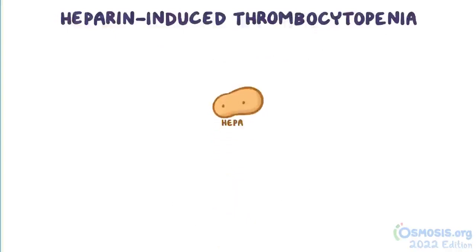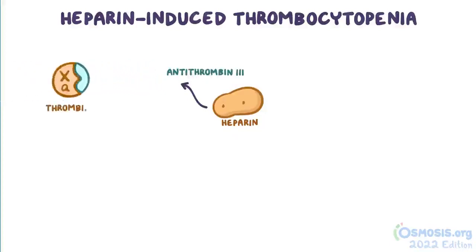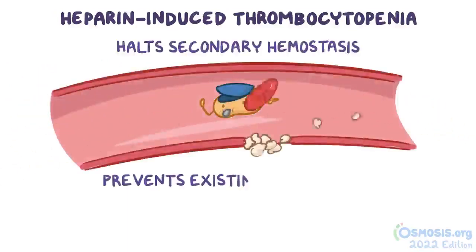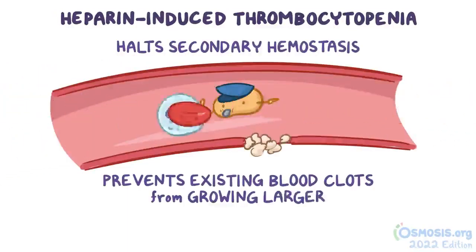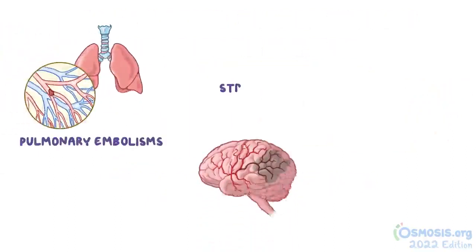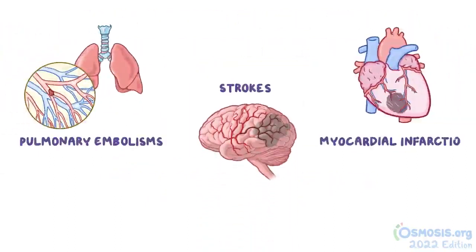Okay, so heparin-induced thrombocytopenia is caused by heparin. This medication works by activating an enzyme called antithrombin 3, which inhibits coagulation factor 10A as well as thrombin. This halts secondary hemostasis and prevents existing blood clots from growing larger. So it's often given to people who suffer from pulmonary embolisms, strokes, and myocardial infarctions.